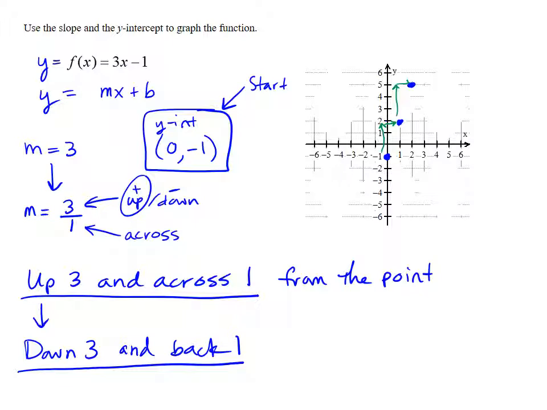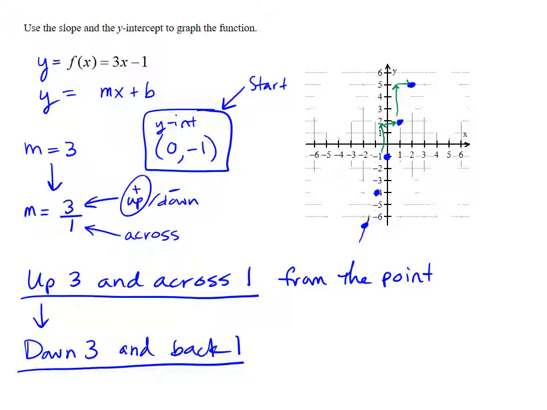And again, start from the y-intercept. So if I go back to the y-intercept, negative 1, I'm going to go down 3 to negative 4 and across to negative 1 on the x. And I could do that again, down 3 and across 1. And you notice all 5 of those points line up very nicely. We see the pattern and we can draw the line through them.